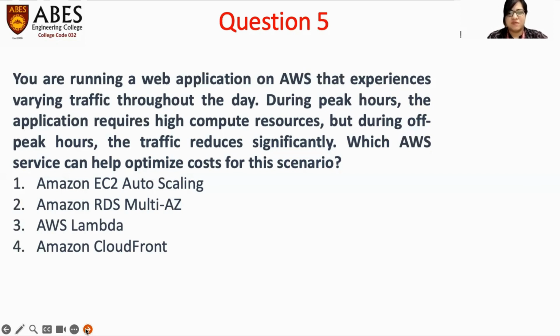Because AWS Lambda is a serverless compute service that automatically scales up and down based on the incoming request rate. That's why, when the application experiences varying traffic, AWS Lambda can dynamically allocate compute resources based on demand, scaling down during off-peak hours and thus optimizing cost. This serverless approach removes the need to maintain and pay for idle compute instances. That's why the correct answer is the third one, AWS Lambda.